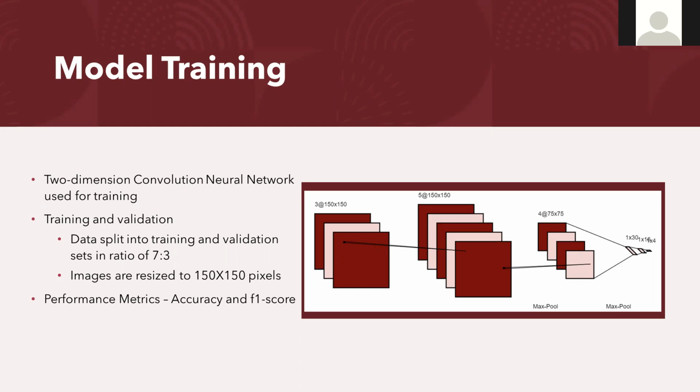The images are resized to 150 by 150 pixels before feeding into the model. Since the images are RGB, we have 3 channels at the input layer. To evaluate the model performance, accuracy and F1 score are used as performance metrics.